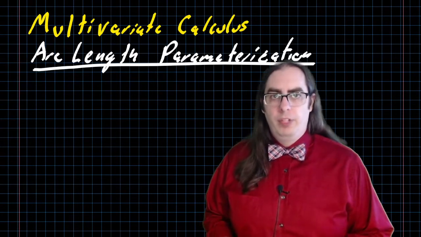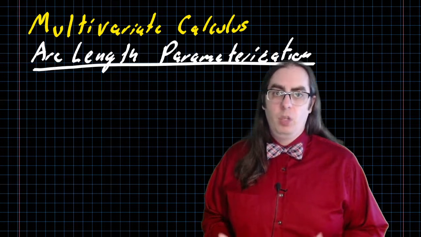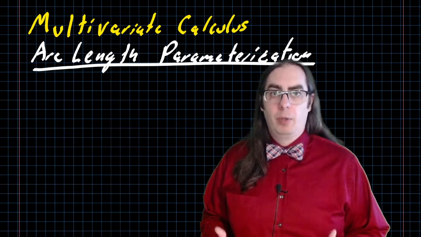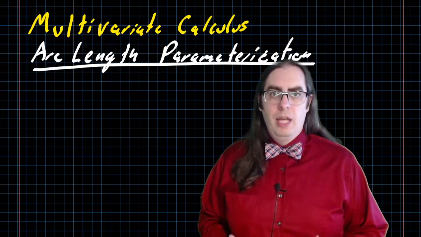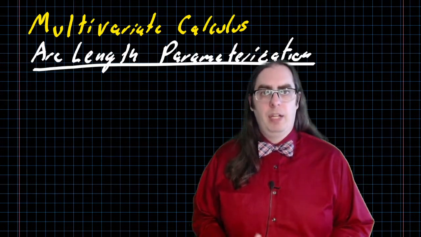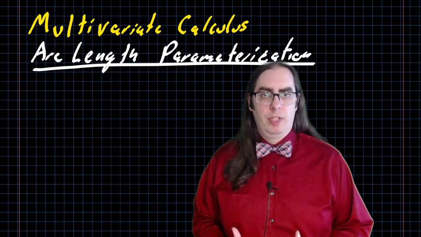Welcome back to Multivariate Calculus. In this video, we're going to be talking about arc length parameterization. The idea here combines a couple of ideas that we've talked about previously.